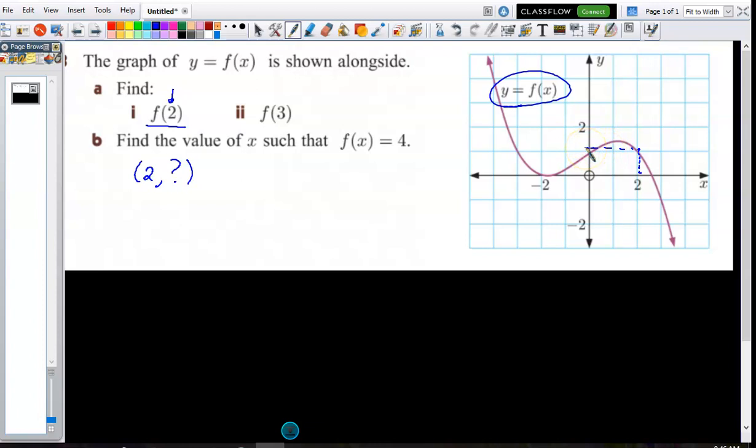1. So that means that is 1. And that is equivalent to f of 2 equals 1. That's what it means. When x is 2, y will be 1, or f of x will be 1. Right? So what's f of 3?